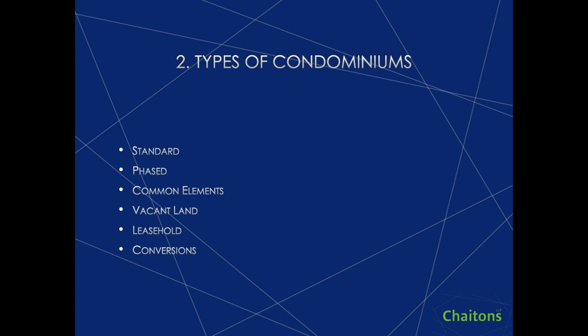And so you can't build up, sell units, and then keep building up. It has to be a completed structure. Next is the common elements condominium, where there are no units. It's just common elements, and then freehold properties that are known as parcels of tied land that own a common interest in those common elements. And those homes aren't subject to the restrictions under the Condominium Act.